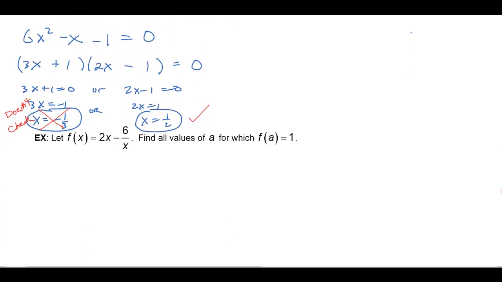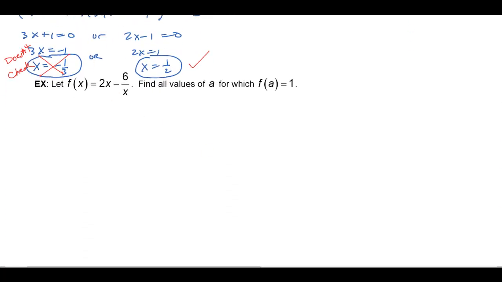Okay, let's do one last problem here. It says I have a function, and I'd like to find all values of a for which f of a is 1. Now we have to read very carefully here, because this problem does not say find f of 1. F of 1 would be plug 1 in here, and then it'd just give me 2 minus 6, which is negative 4. That would be very simple, but it doesn't say that. It says find all values of a for which f of a is 1.